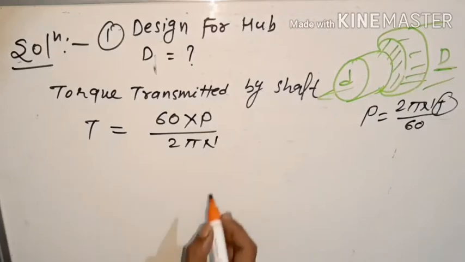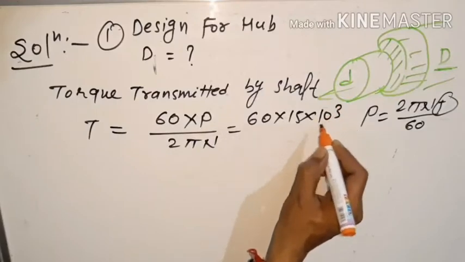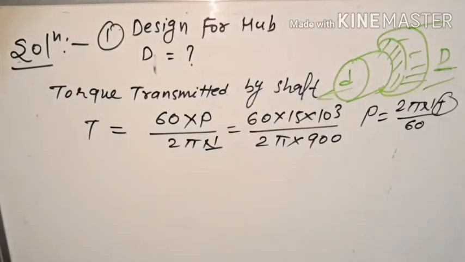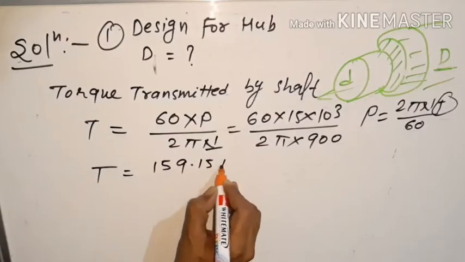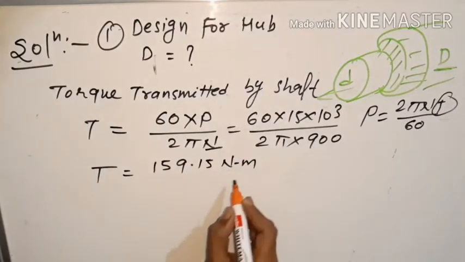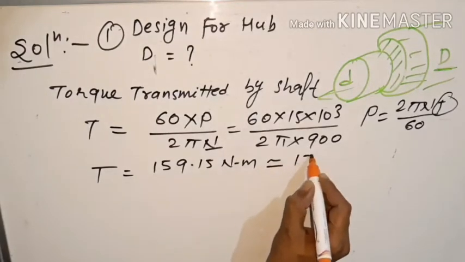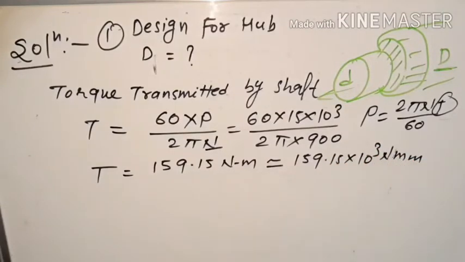Putting in all the values, this is 60 into 15, what is the value of power, into 10 power 3, upon 2 pi, and what is the value of n? This is about 900. When we calculate this, I find the value is about 159.15 Newton meter, and if we convert this into Newton mm, we multiply it with 10 power 3. So it is about 159.15 into 10 power 3 Newton mm. So we find the value of T.